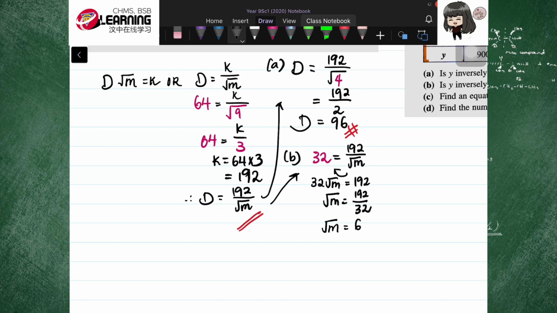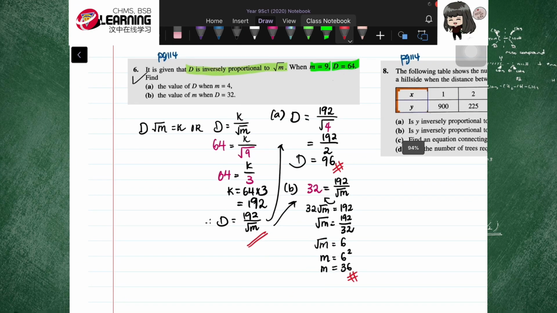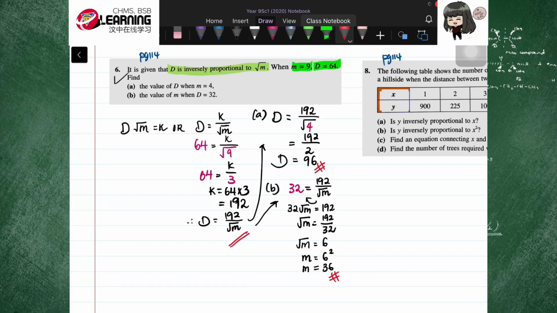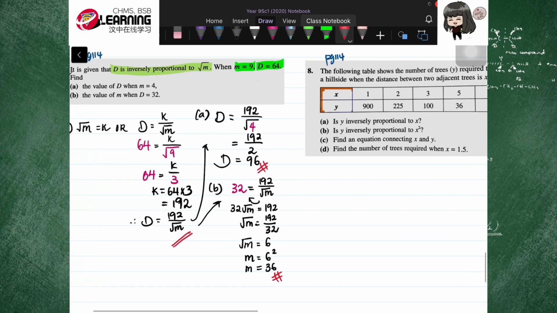Okay, you can do this slowly. You pause the video, do it slowly. So your M equals square root, move to the other side, become square. So your M is 36. Okay, that's all for question number 6. Done. So we do question number 8 now.